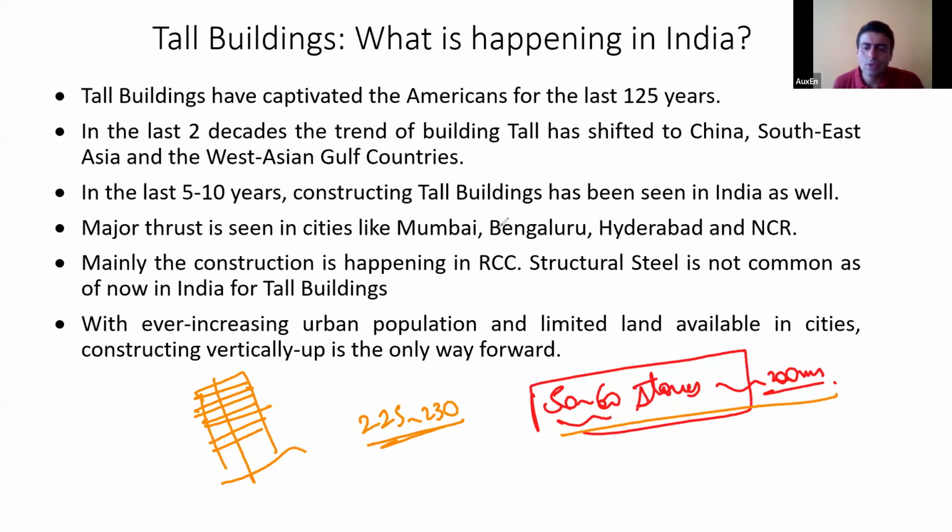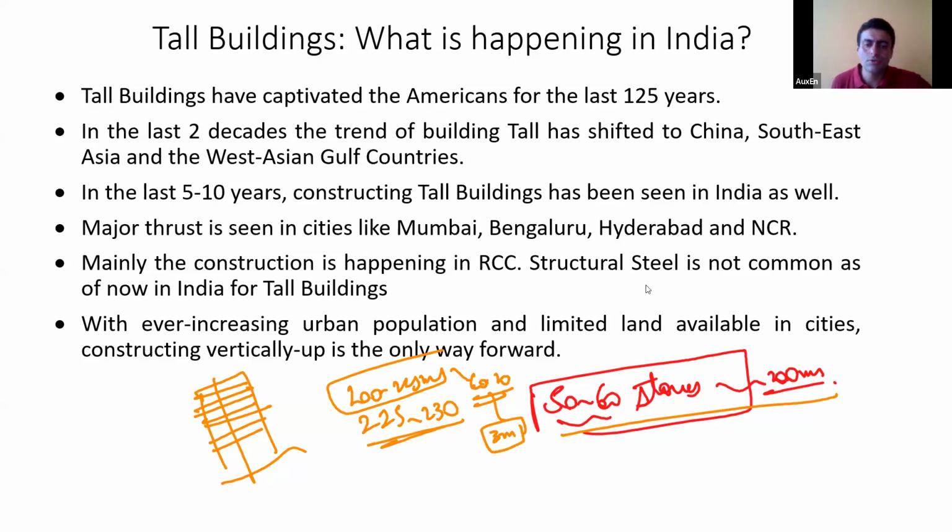Is that clear? So in India right now, the situation is that people are more comfortable building in this range of 200 to 225 meters at max. This means around 60, 70 stories, assuming 3 meters for each story, and a few stories which will be non-usable, which will be used for mechanical spaces or some MEP spaces.